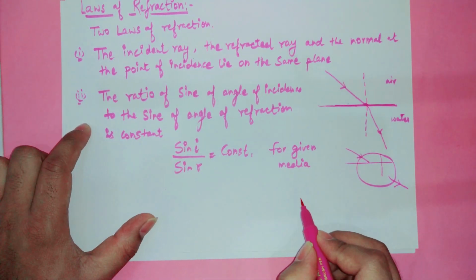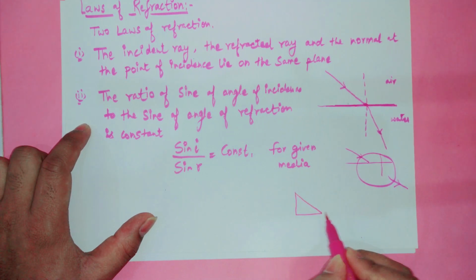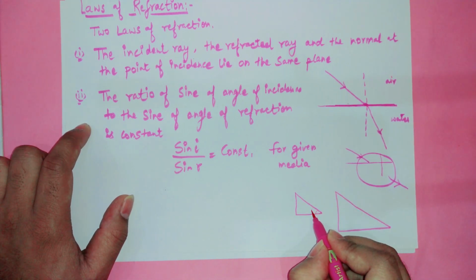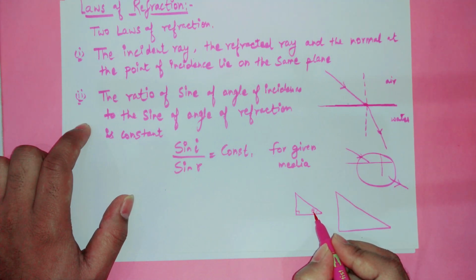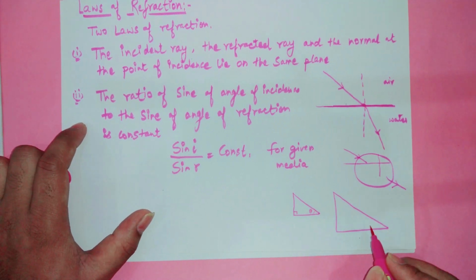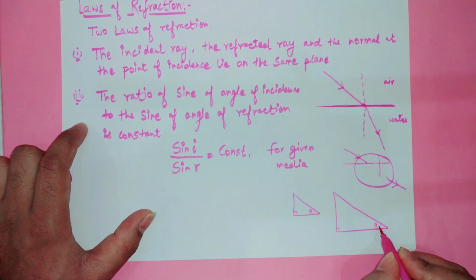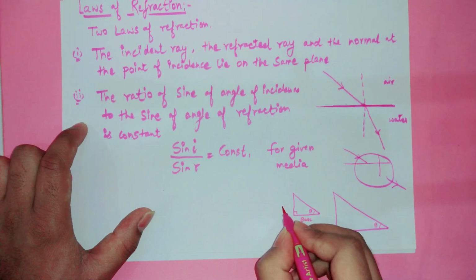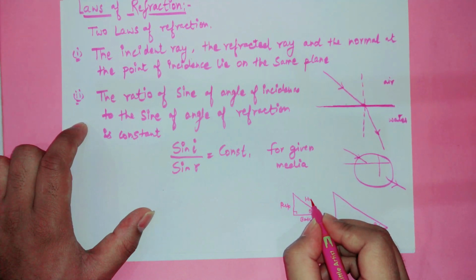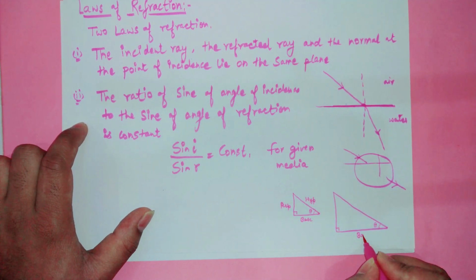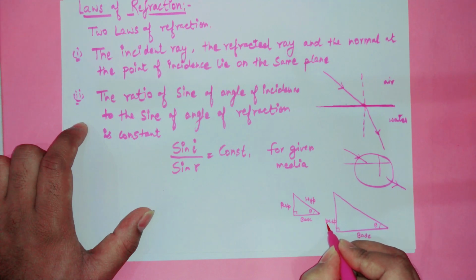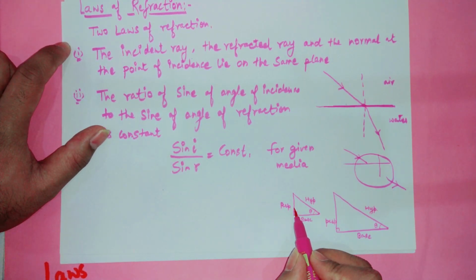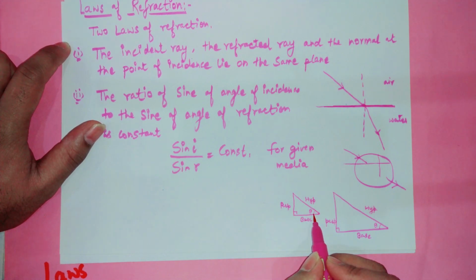Suppose we have two right angle triangles, one smaller and another a little bit bigger. Let this angle be theta, which may be 30 degrees, 45, 60, 90, 75, anything. This is 90 and this angle is also theta. Suppose this is 30, so this is also 30. This is the base for this angle, this is the perpendicular, and this is the hypotenuse. This is also the base, perpendicular, and hypotenuse. The ratio of perpendicular to the hypotenuse is always constant for a given angle.